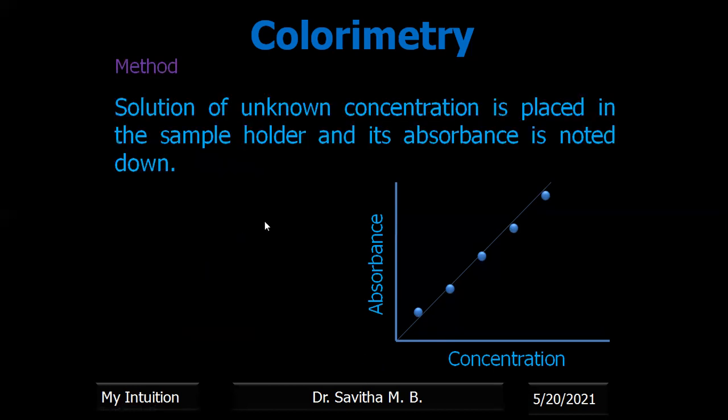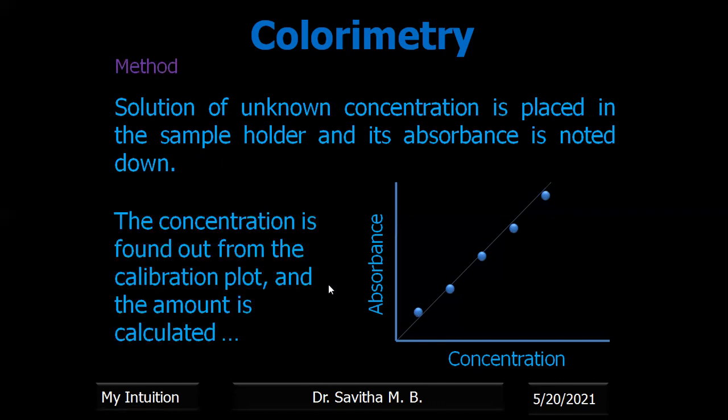Next, some sample will be given to you whose concentration is unknown. Now, what you do is you take the sample, keep it in the sample holder, and record the absorbance. Once you record the absorbance, it is marked along the y-axis, because on the y-axis you are taking absorbance. Then draw a perpendicular to the calibration graph. Where it cuts the graph, draw a perpendicular to the x-axis.